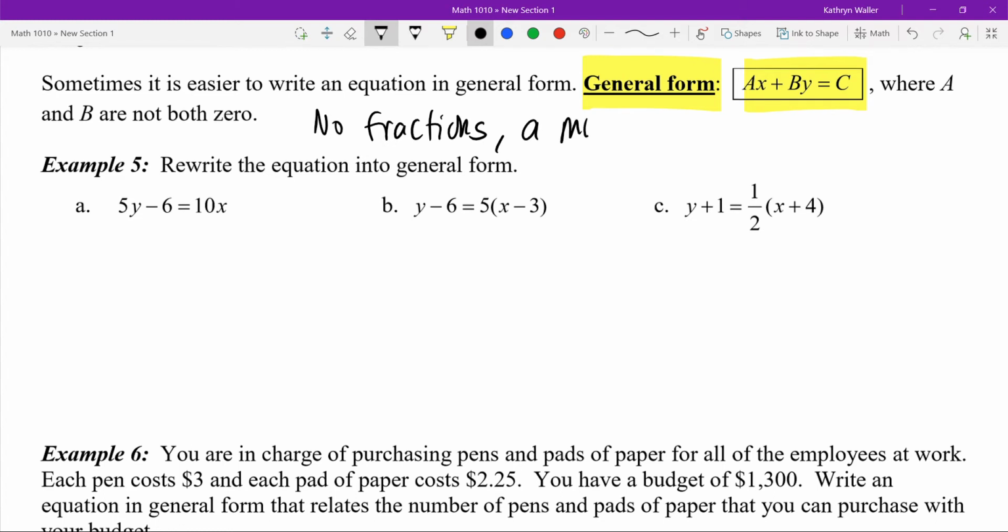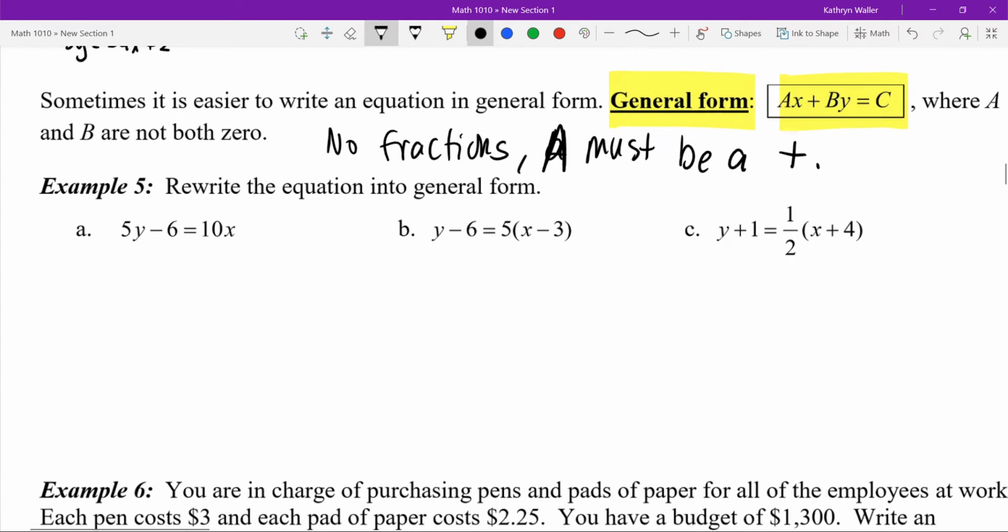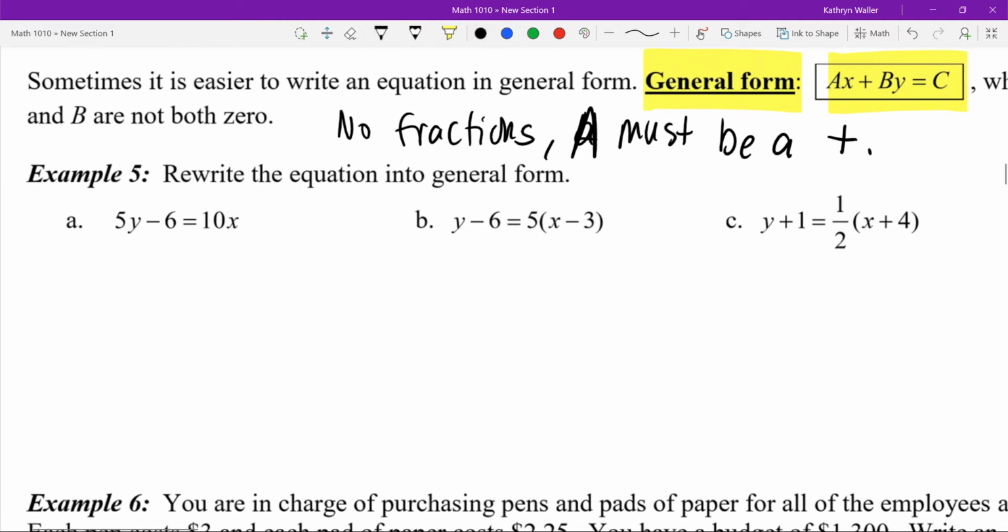A must, capital A, must be a positive. It's so easy. I promise you it is so easy. So put x's on one side, non-x's on another. So look what I'm going to do. I'm going to do 2 steps in one. I hope this doesn't freak you out. I'm going to move the 5y over there. But besides that, look what I'm going to do.